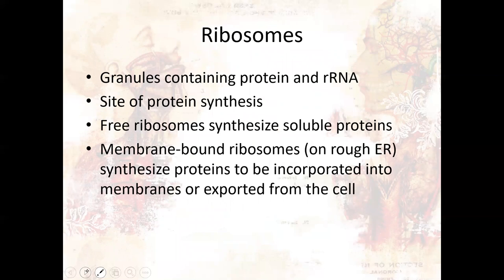Ribosomes. Ribosomes don't have a membrane. There's like a granule and it's ribosomal RNA. Ribosomes make proteins. Some of them are just floating around the cell. They're called free ribosomes. Some of them are stuck to another structure we'll look at in just a bit, the rough endoplasmic reticulum. They're going to make proteins for export.